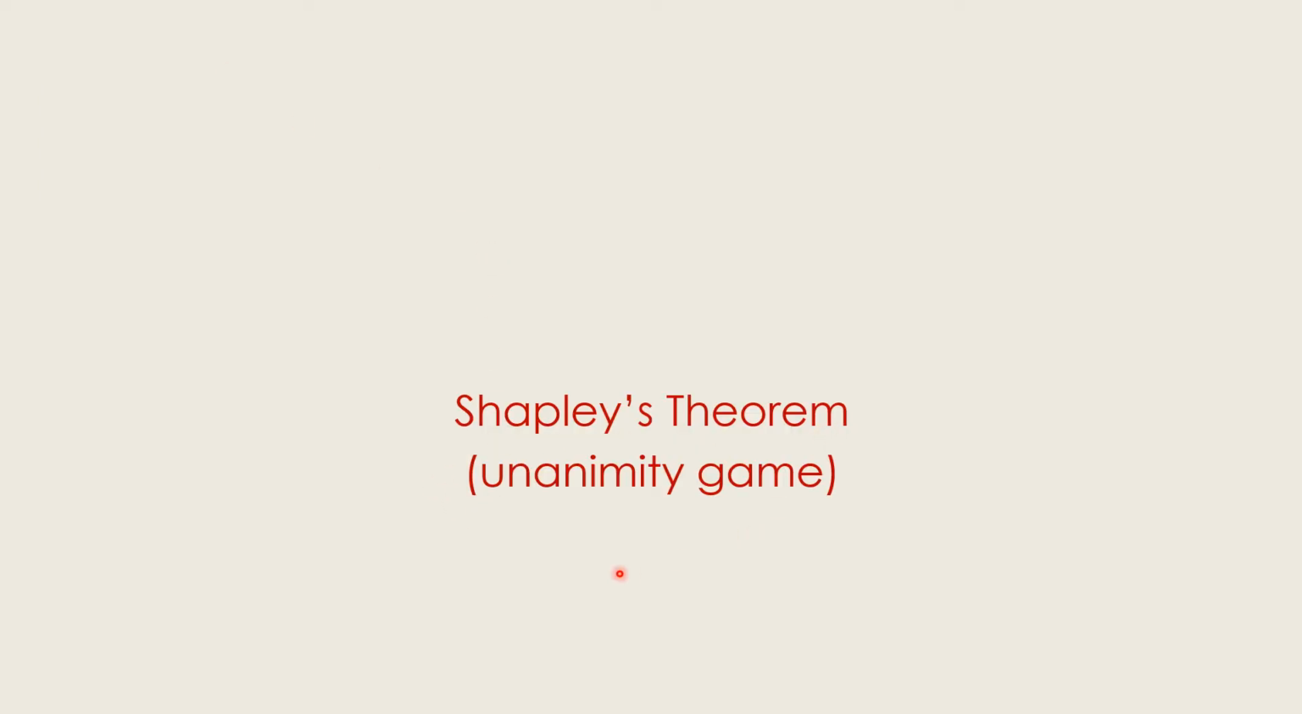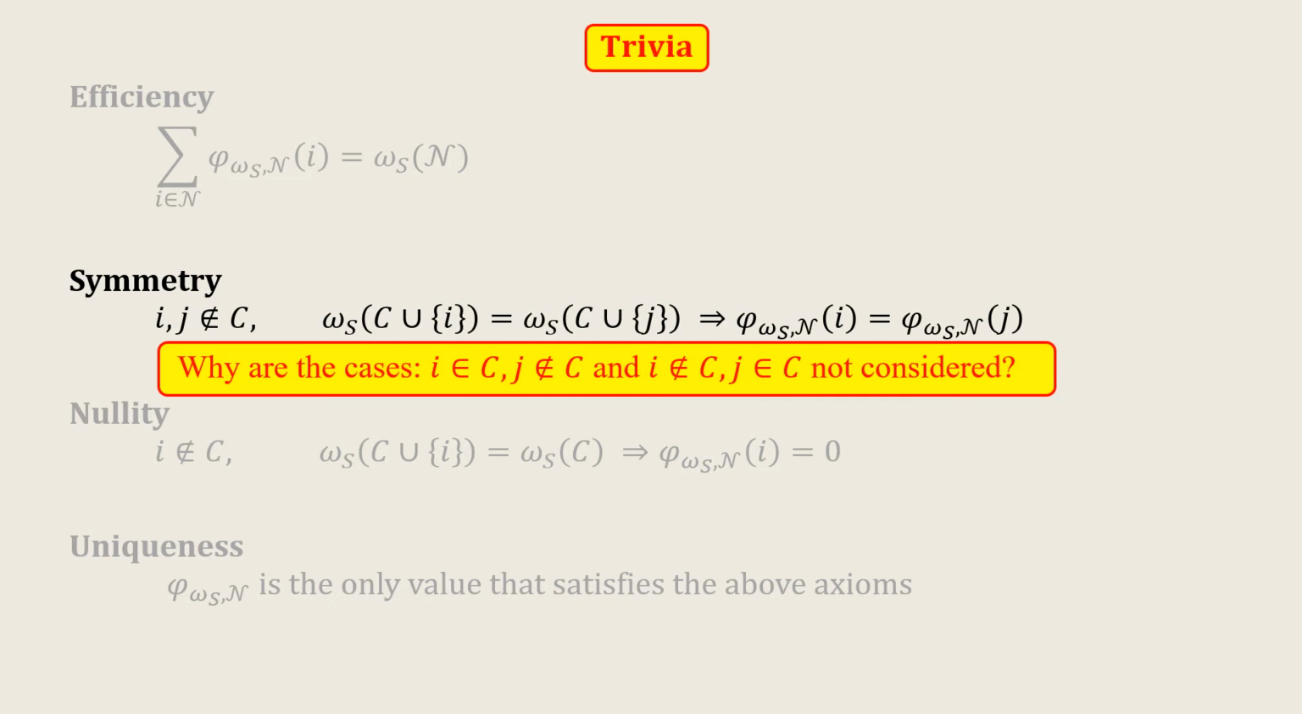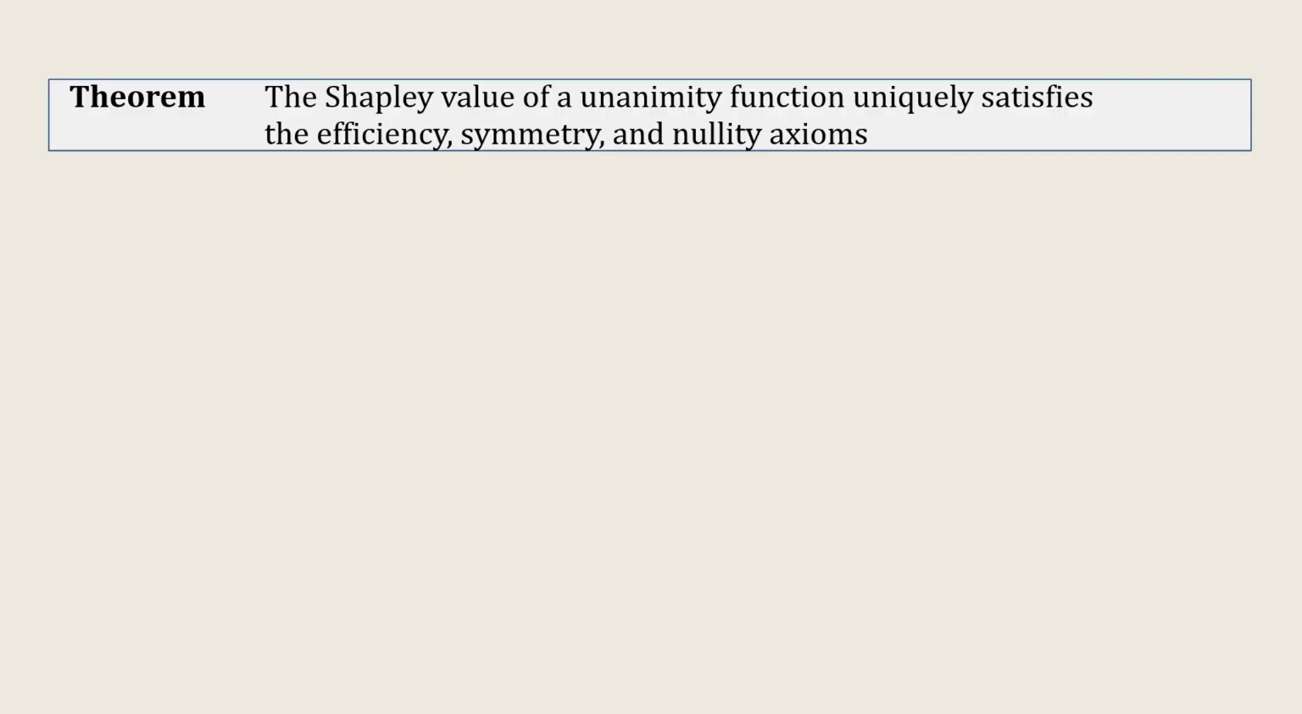Shapley's theorem. Now, before we go directly into Shapley's theorem for any value function, we'll deal with unanimity functions first. So given any subset S, the unanimity function is omega S, and the Shapley value psi of omega S satisfies the axioms of efficiency, symmetry, and nullity, and moreover, it's unique. It's the only possible value that can satisfy these three axioms. This is a trivial question. I'll let you answer it. So we can state this in the form of a theorem. The Shapley value of a unanimity function uniquely satisfies the three axioms of efficiency, symmetry, and nullity.